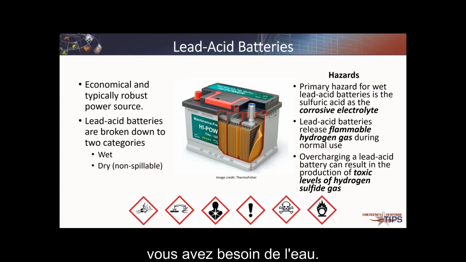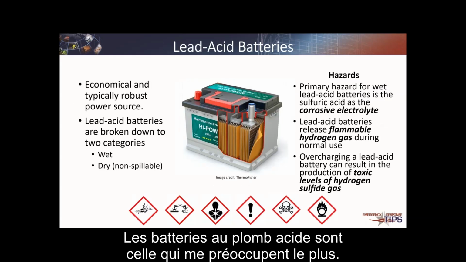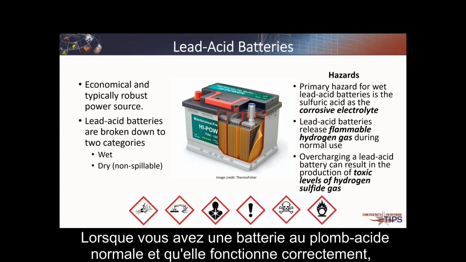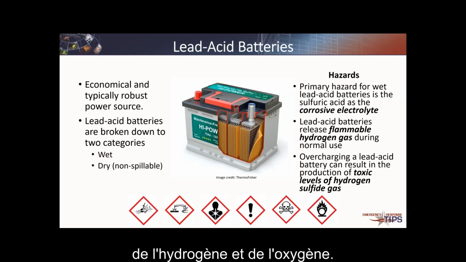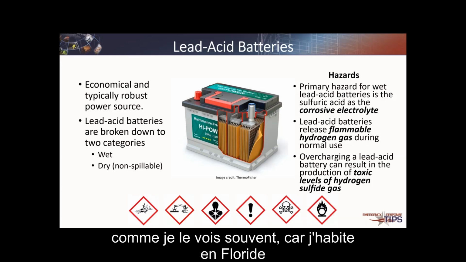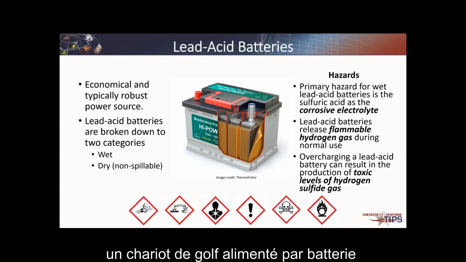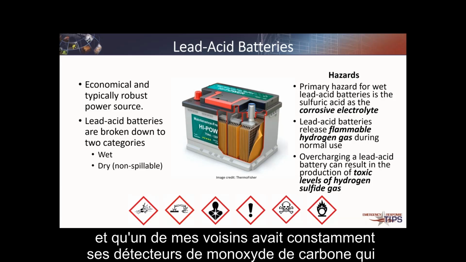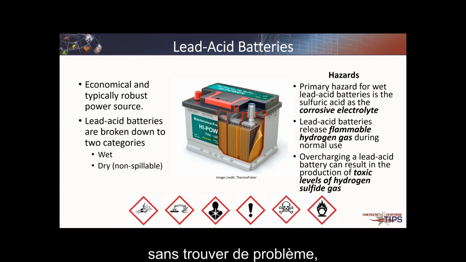Now, lead acid batteries are the ones that actually concern me more than most. And the reality of this one is because of the toxic gases that they produce. Now, when you have a regular lead acid battery and it's working properly, it will release hydrogen and oxygen gas. So when you have, let's say, and I see this all the time because I live in Florida, a golf cart, battery powered golf carts, and they store them in their garage here, and they have the doors all closed. And one of my neighbors kept having his carbon monoxide sensors going off in the house every night, yet they could never find a problem.